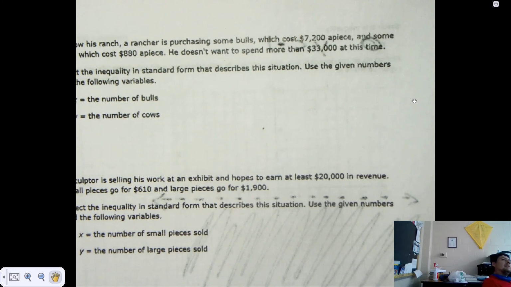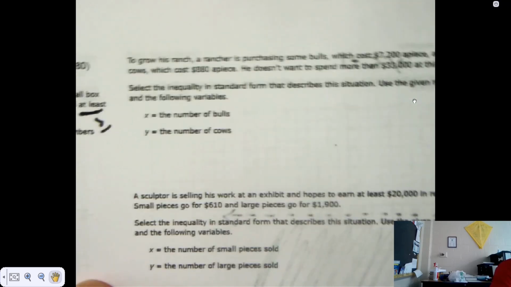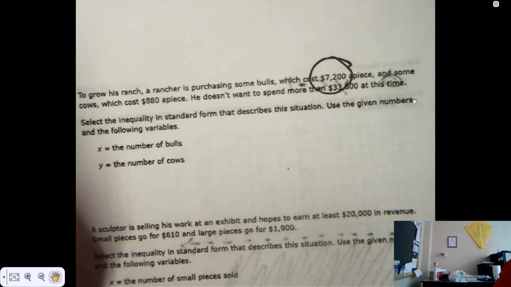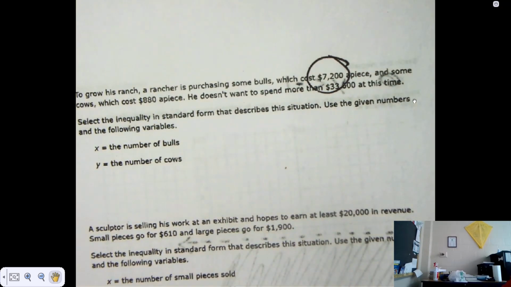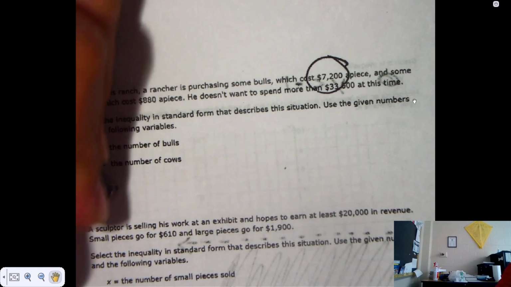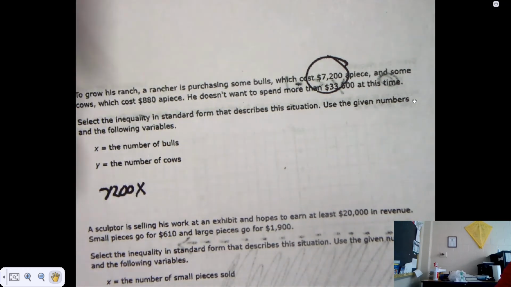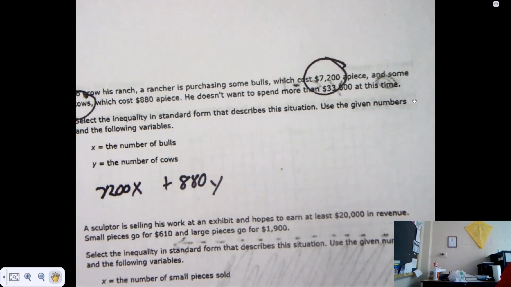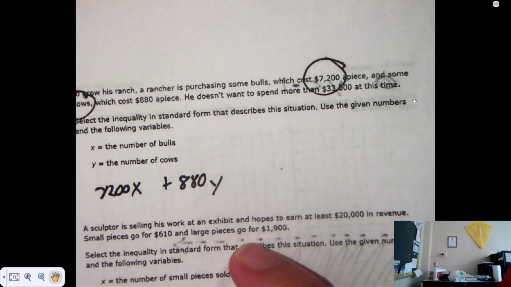And some cows, which cost $880 apiece. He doesn't want to spend more than $33,000 this time. So I don't think you'll have a problem writing the initial equation. We're calling bulls X. So when you see 7,200, what are you thinking? 7,200X, right? We're calling cows Y, plus 880Y. That should always be the easy part. You know, the hard part is the symbolism. He doesn't want to spend more than 33,000.